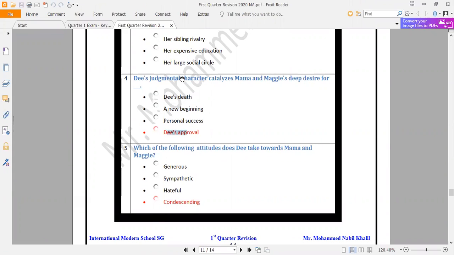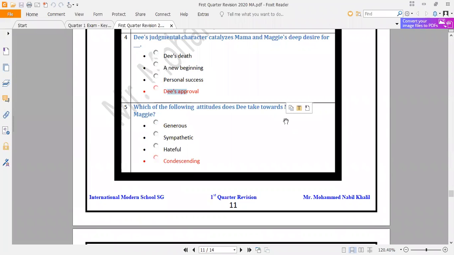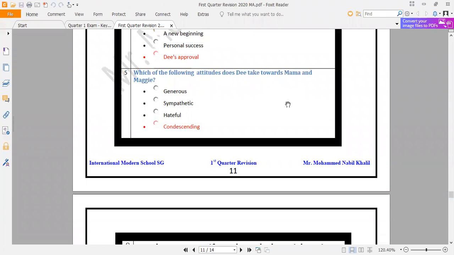Are you guys following me, or am I talking to myself? Yes, we are following. Okay, thank you. Continue. Which of the following attitudes does Dee take towards Maggie? She's very condescending, not just toward Maggie, toward everyone. She's very condescending to everyone.